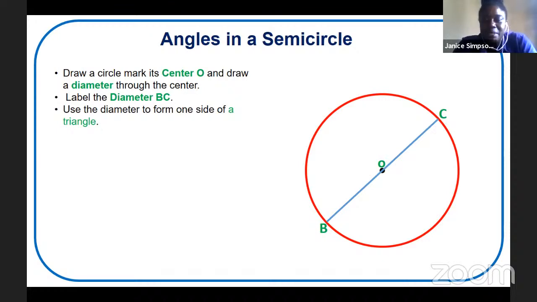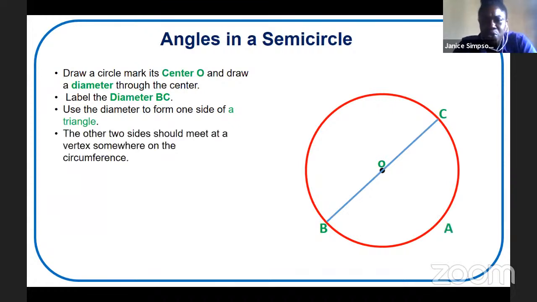So we're putting in the diameter, and then we're going to complete a triangle by drawing 2 chords in one of the segments, and they are going to be used to form a triangle, and that's going to give us the other vertex of the triangle in that segment.